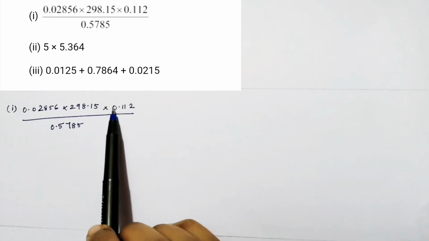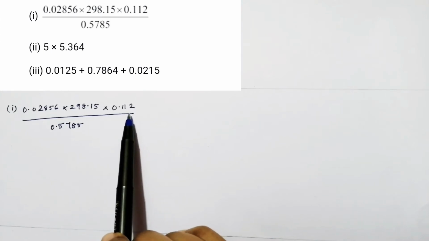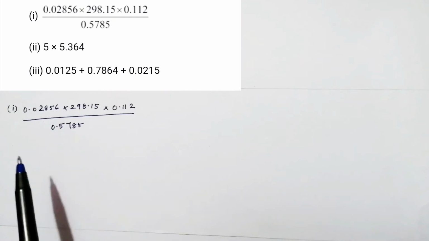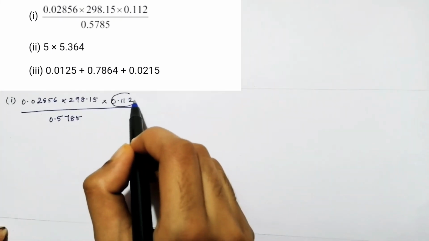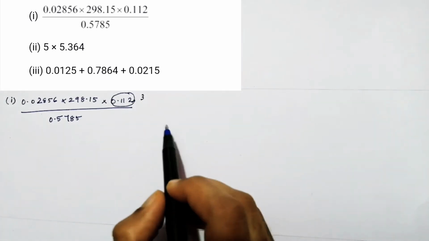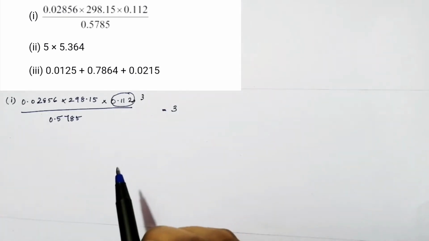Again in this, 0 is not significant, and then we have 1, 2 and 3 significant figures here. And in the last number, again we have 4 significant figures. From this we can say that this is the number that is having the least number of significant figures, that is 3. So our answer should also contain 3 significant figures.